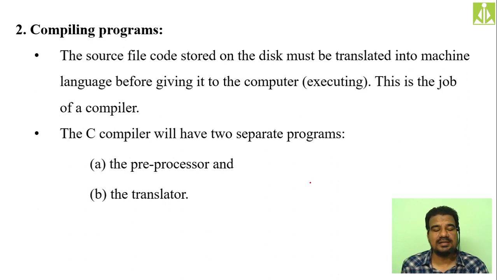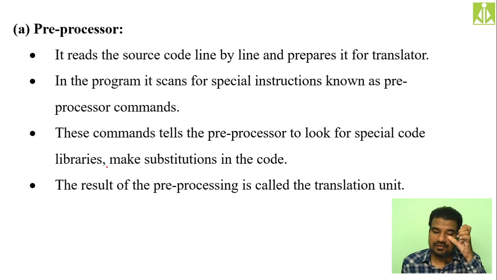This in turn has two separate programs. Your compiler can be divided into two separate programs. The first one is the preprocessor unit, and the second one is the translator. The first one, the preprocessor, reads the code line by line and prepares the code for the translator. Because immediately after the preprocessor we have the translator, the job of the preprocessor is to read the entire source code line by line and make it ready for the translator.